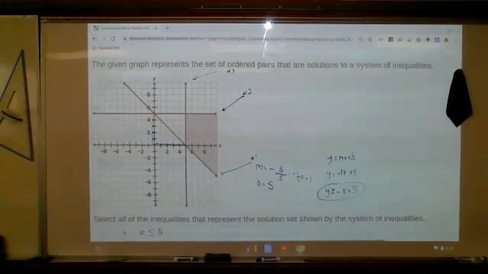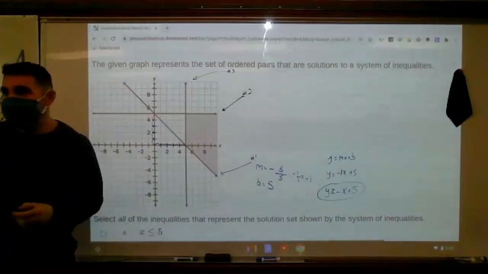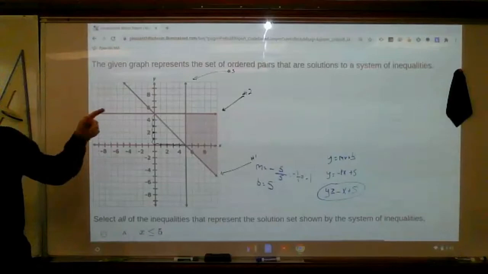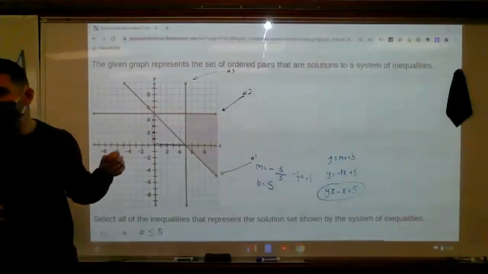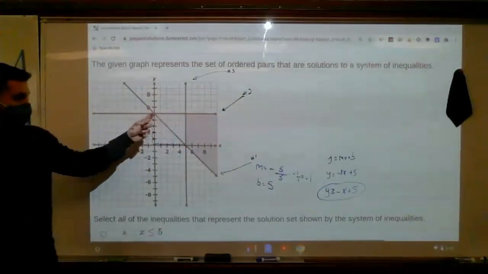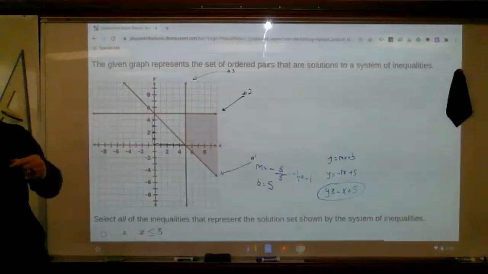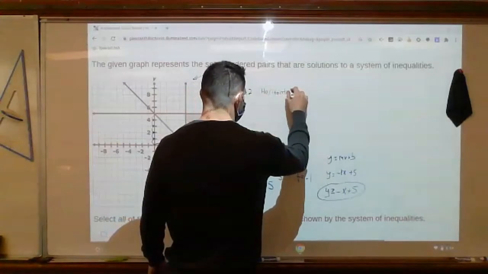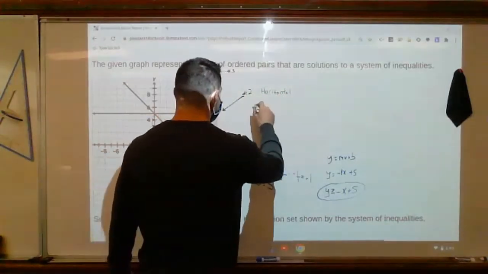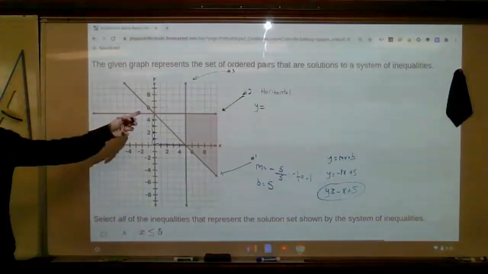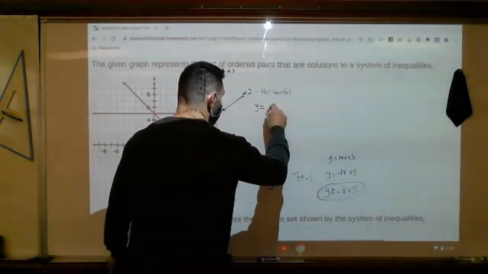Number 2. Does it pass through the y-axis? Yes. At what? At 5. Does it have any slope? Does it go up? Does it go down? Oh, no, it doesn't. It doesn't go anywhere. It's staying flat. Horizontal lines have no slope. We physically put y equals, and wherever it crosses the y-axis is the answer. So y equals 5.